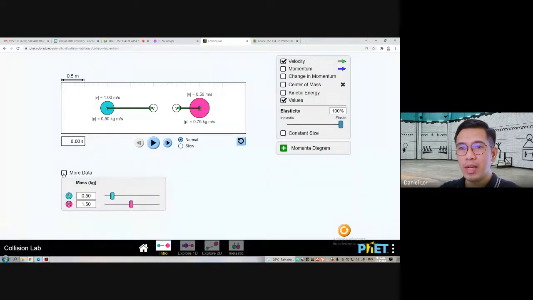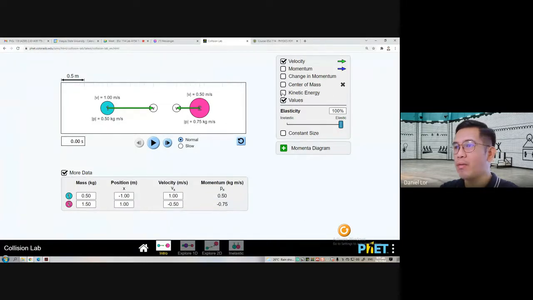Also, we have here the more data. When you click more data, all of these values will be shown in tabular form. For mass 1, initially its mass is 0.5 kilogram and its position is at -1. So for example, we plot it in an x and y coordinate system, its position at x is -1. Therefore, its velocity along x is 1. Knowing its velocity and mass, we can compute its momentum. That is 0.5 times 1, which is equal to 0.5 kilogram meter per second.